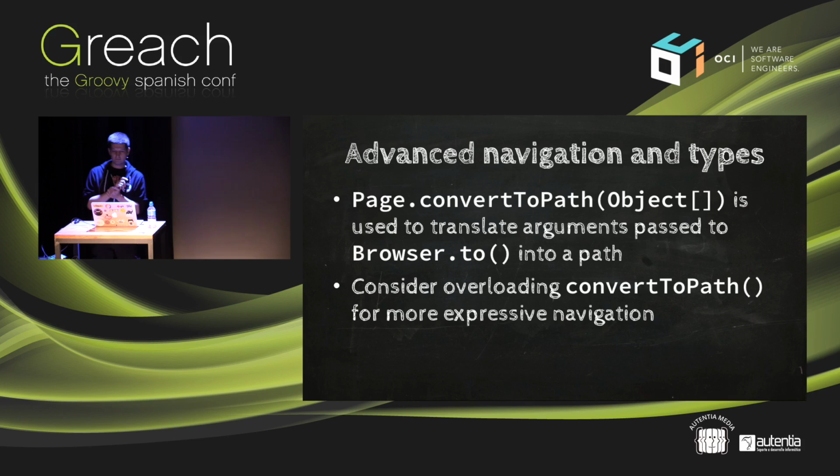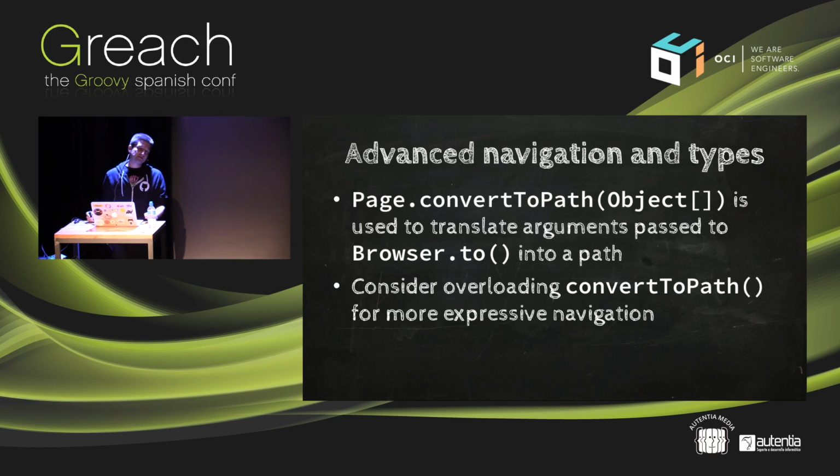Okay, so you probably know that if the URL of your page is parameterized, you can overload the convertToPath method. This is the method which gets everything that you pass, all the arguments after the page class you pass to methods like browser.to or browser.via. So basically, you can pass parameters there, and then they are converted to the path of the URL, and the browser goes to that URL.